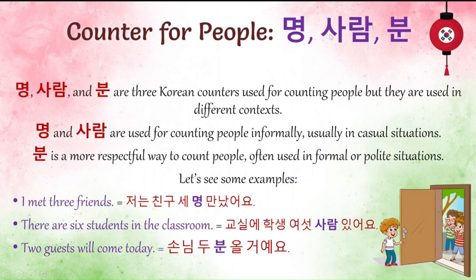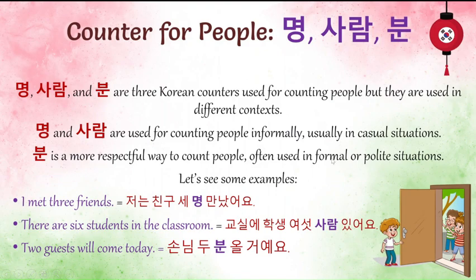Again, I am telling you, focus on the context. If you are having a casual conversation or you are talking informally, then 명 and 사람 both are correct. 명 is more commonly used. And when you are having a formal conversation or in case of polite situations, 분 is preferably used.